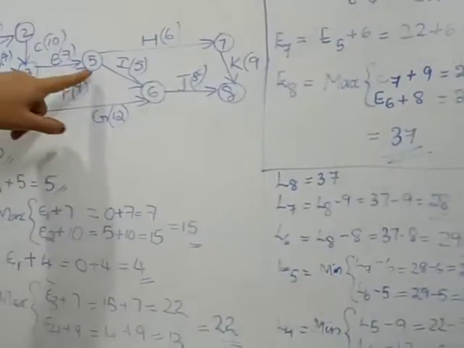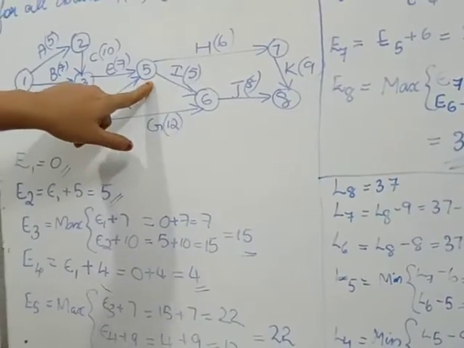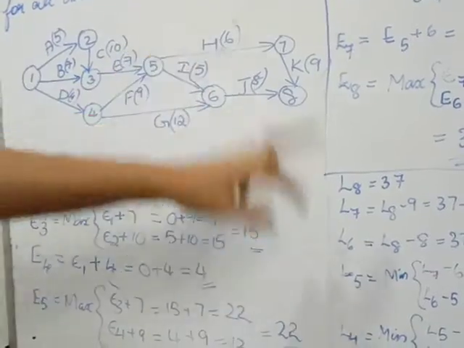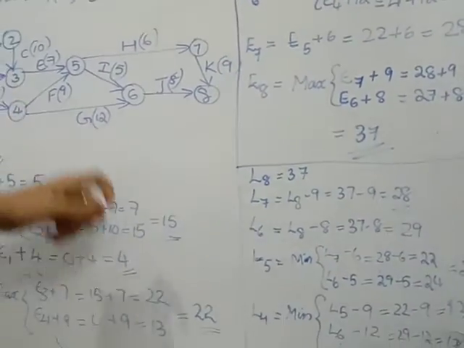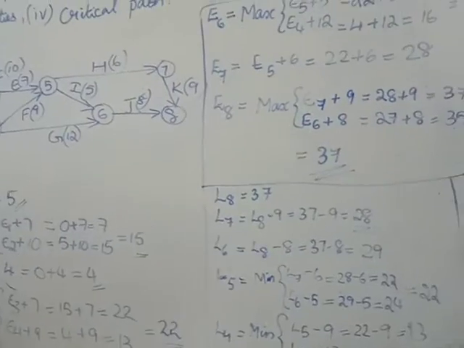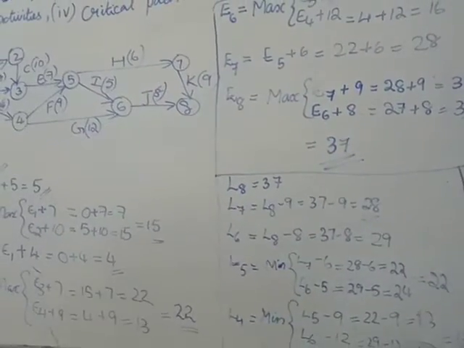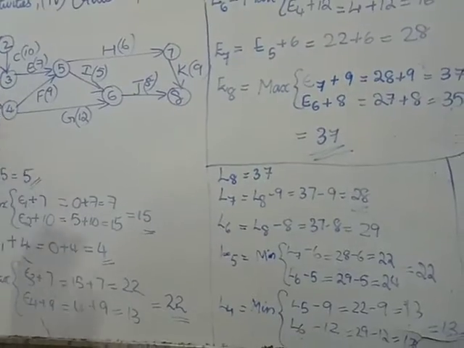L5, see, look into the network diagram. L5 you have two different paths, but take the minimum. We got it as 22. L4, again we have two different paths, one from L5 and the other from L6. Then we got the value as 13. L3 it is 15. L2 is 5.